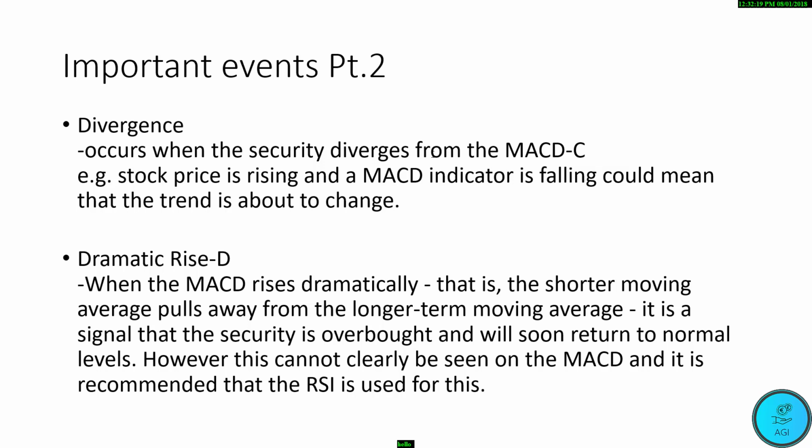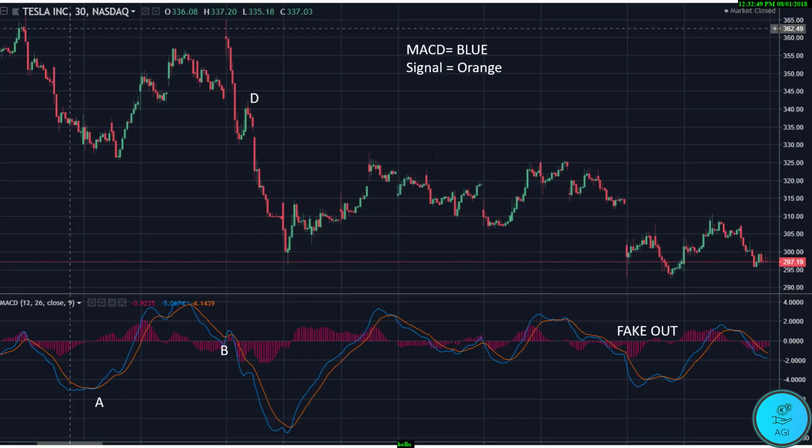Now the next one is divergence, very similar to the RSI divergence. It's pretty much when the MACD does not match up with the candle data. When it doesn't match up, and there's a real example right there, that's a weakening in the trend, and that is your time to buy or sell, depending on what the data's saying. The final one is a bit more for market abnormalities, a dramatic rise or fall, and that's pretty self-explanatory.